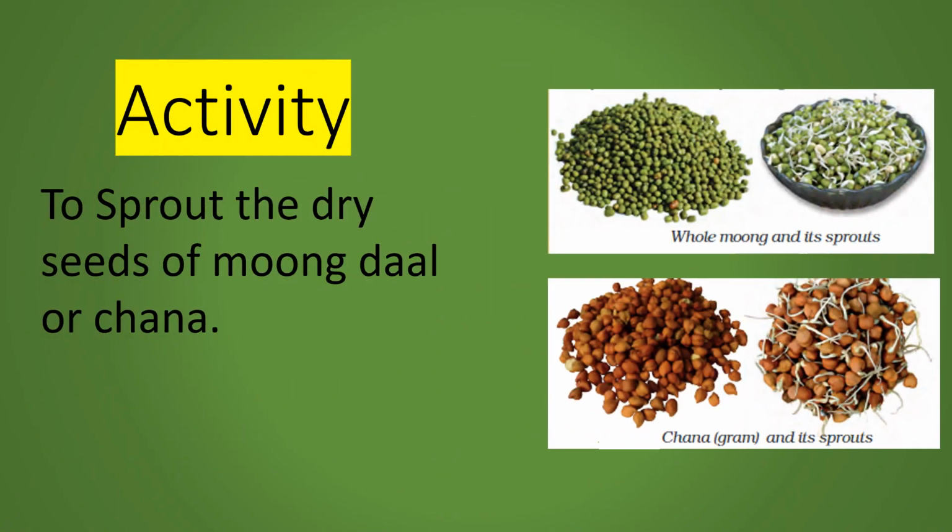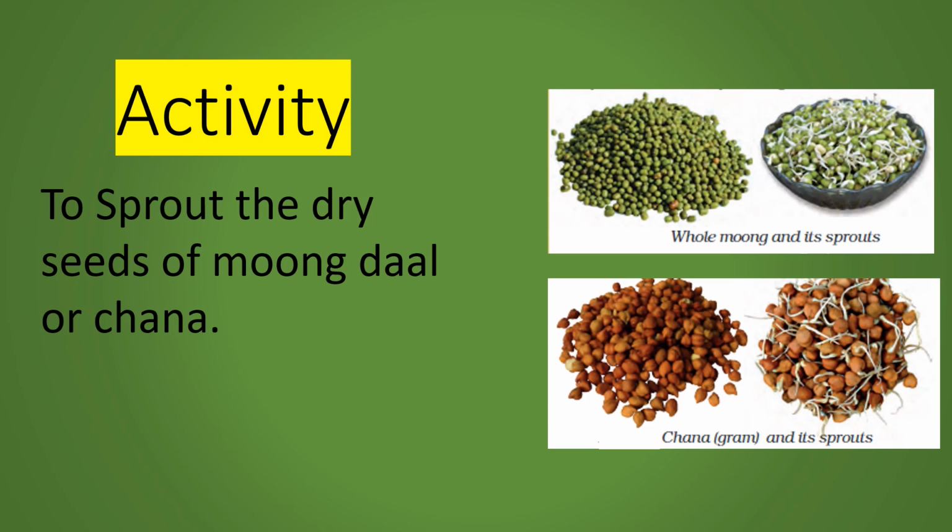In the next activity, we have to sprout dry seeds. Take some dry seeds of moong or chana. Put a small quantity of seeds in a container filled with water and leave this aside for a day. Next day, drain the water completely and leave the seeds in a vessel. Wrap them in a piece of wet cloth and set aside.